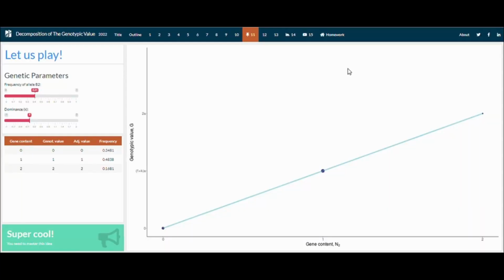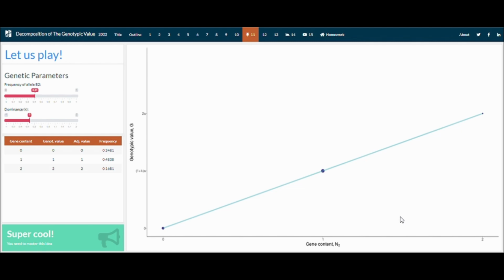By convention, we will assume that the B2 allele contributes positively to the expression of the trait of interest, while B1 is unfavorable. This graph shows the influence of the allele frequency of B2 and the dominance effect denoted by k on the genotypic value. On the x-axis, we have the number of allele copies, while on the y-axis, we have the genotypic value, as exemplified earlier in this video. The slope of the regression lines captures the average additive effect of the two alleles, which means that it shows the part of the genotype that will be inherited by the next generation.